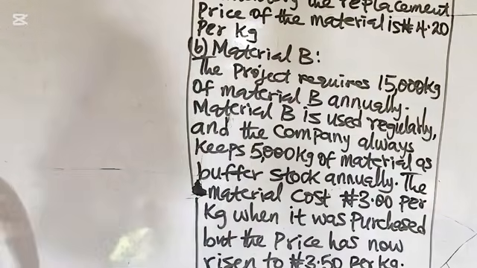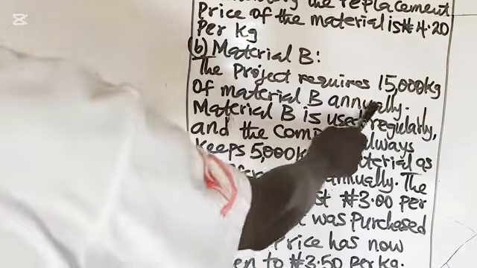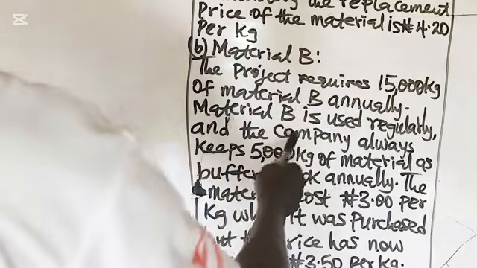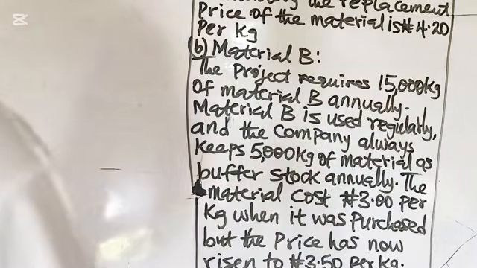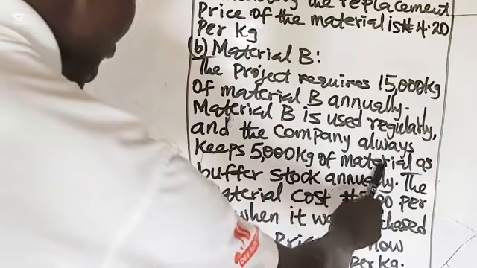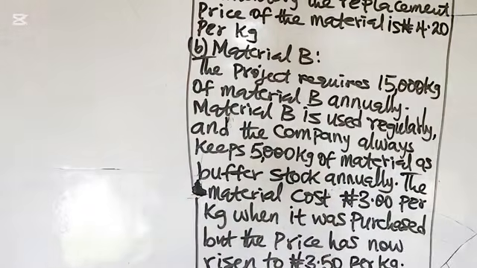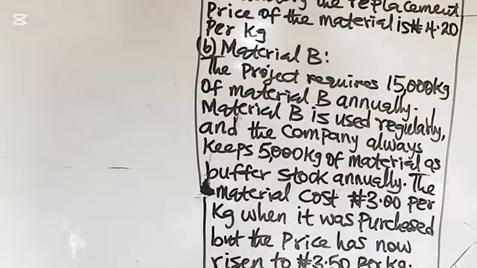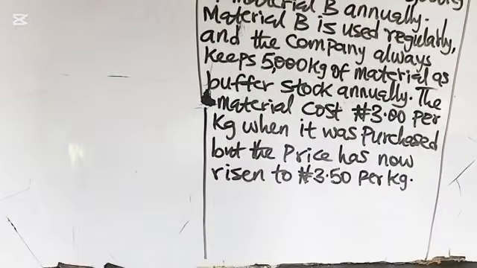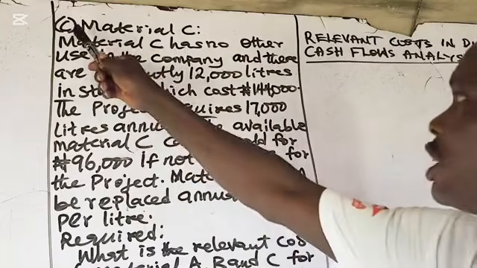B. Material B. The project requires 15,000 kg of material B annually. Material B is used regularly, and the company always keeps 5,000 kg of material as buffer stock annually. The material cost 3 naira per kg when it was purchased, but the price has now risen to 3 naira 50 kobo per kg.